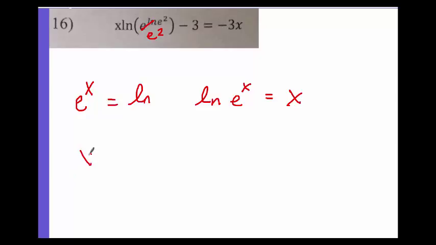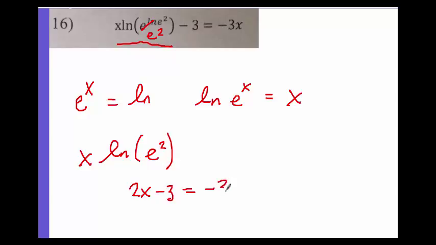So now what I have is x times natural log of e squared. Well, natural log and e squared once again cancel each other out, and this is just going to be 2. So this whole thing is just going to end up being 2x. So right now I have 2x minus 3 equals negative 3x. And now it's a nice easy problem to solve.